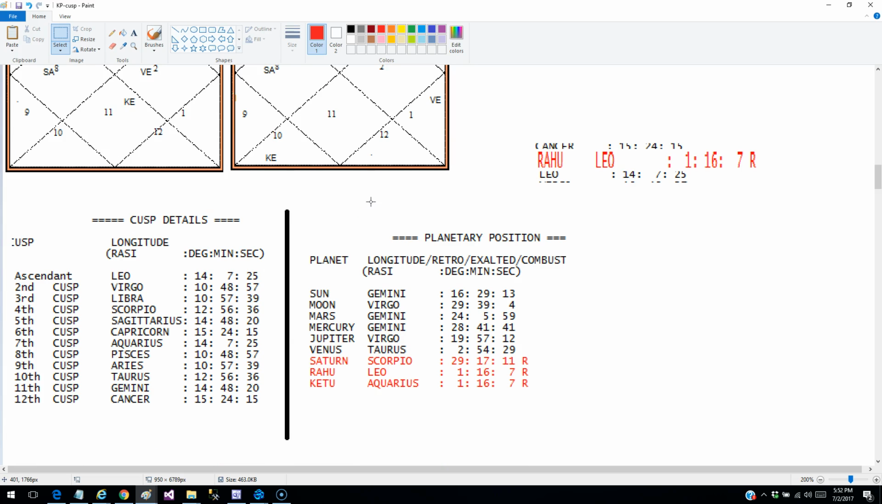Now, once this chart is prepared, how do we use it? What is the role of the cusp in making predictions? What is its use in predictive astrology, especially in the Krishnamurti Paddhati? That we will look at using an example.